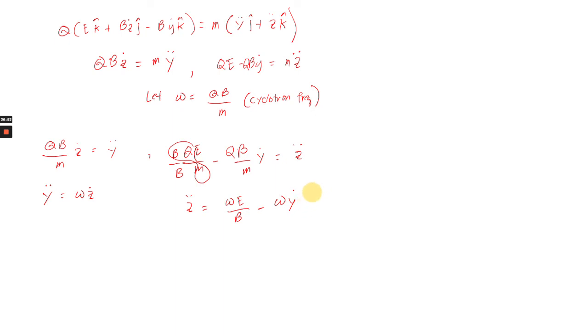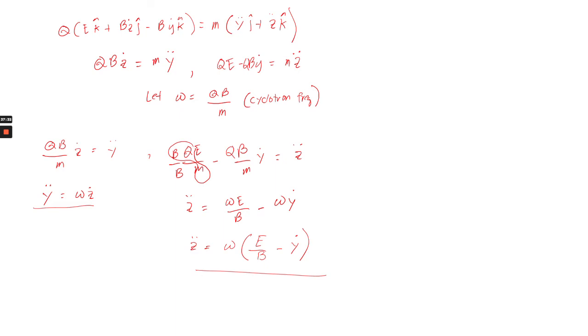So simplifying that one, we have omega times E over B minus y dot. Okay, so you have two equations here, this one and this. That is actually a coupled differential equation, and we can solve this by taking the derivative of the first to eliminate the z. Okay, let's do that.